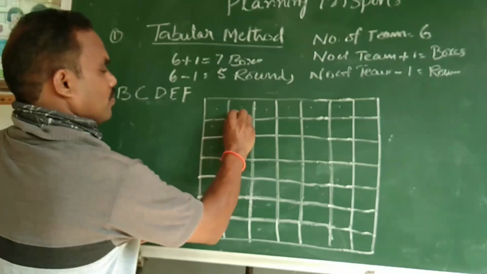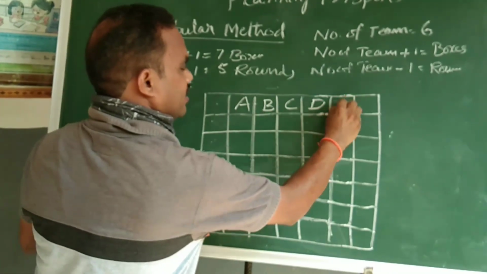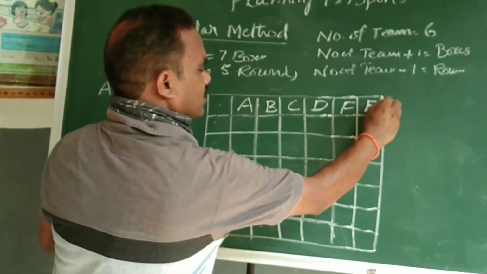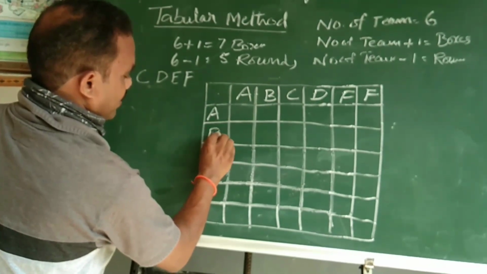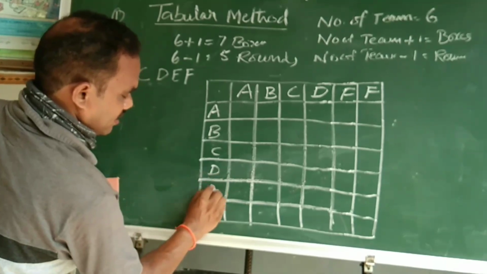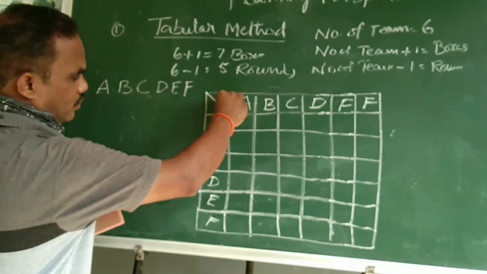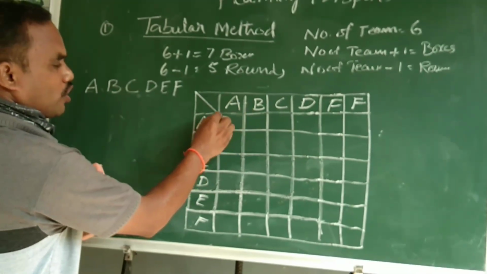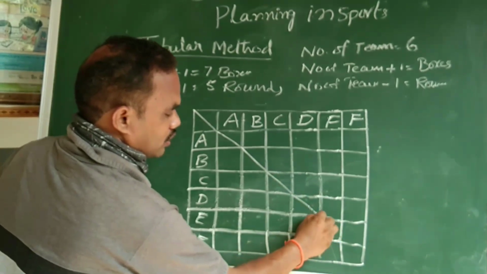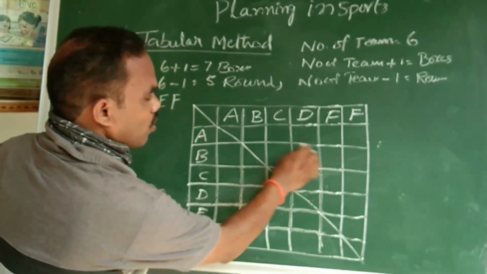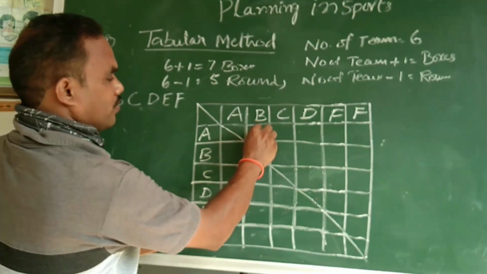The teams A team, B, C, D, E, F. There are 6 teams. In the same way here, A, B, C, D, E, F. So these are the neutral, because A versus B cannot play. That's why we have to cross these boxes. These all the boxes will go for the number of rounds. So this is the first round.